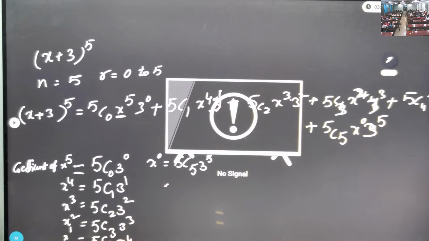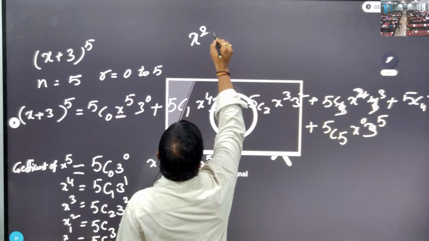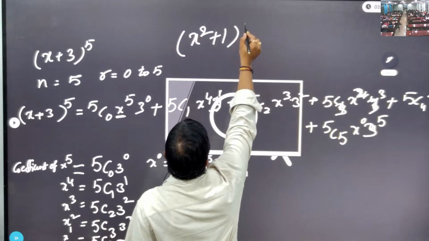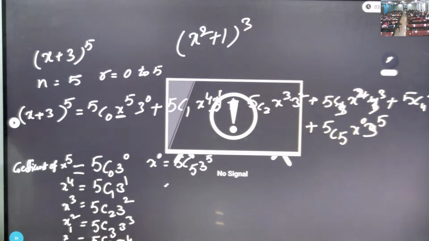Find the binomial expression of x square plus 1 power 3. x square plus 1 power 3 is, find the binomial expression of x square plus 1 power 3.